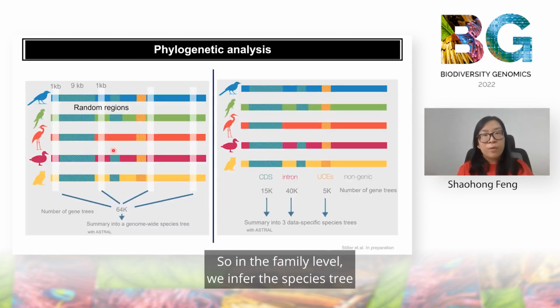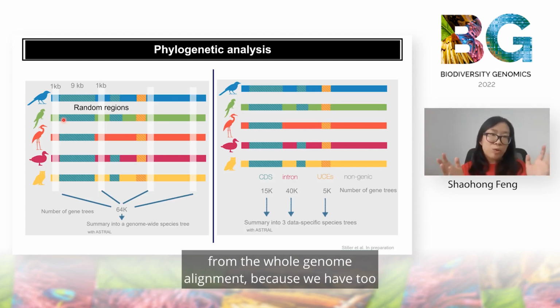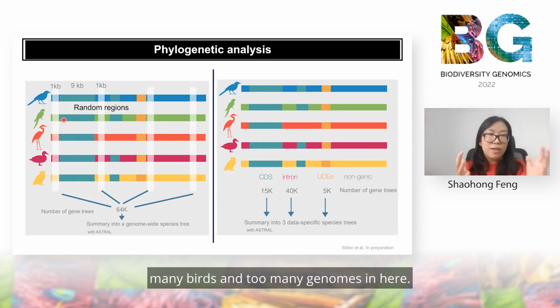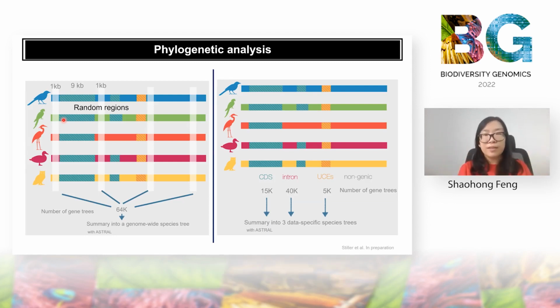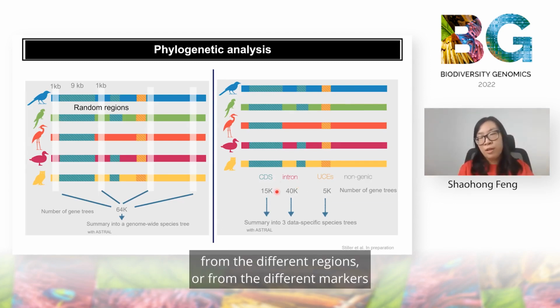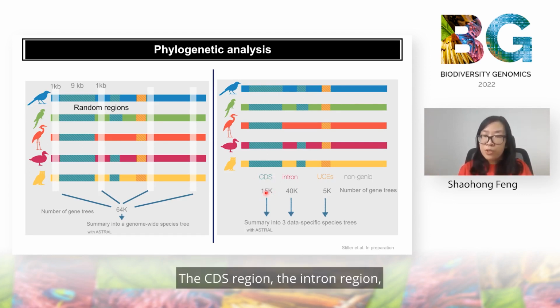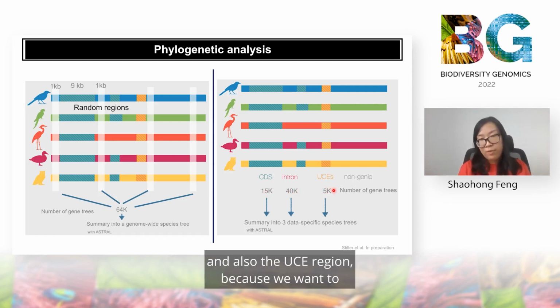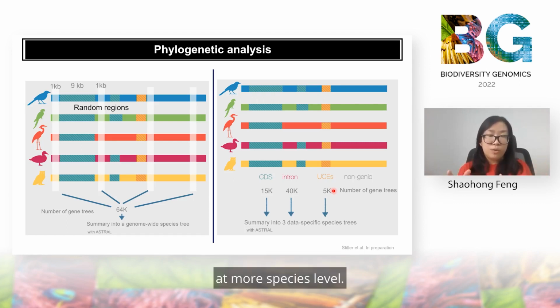So at the family level, we infer the species tree from regions that were randomly picked from the whole genome alignment. Because we have too many birds and too many genomes in here, the data is too huge for us to use all of them. So we just randomly pick some. And also we infer the species tree from different regions or different markers on the genome: the CDS region, the intron region, and also the UCE region, because we want to quantify the difference when using different markers at the species level.